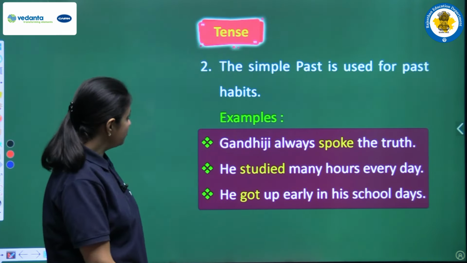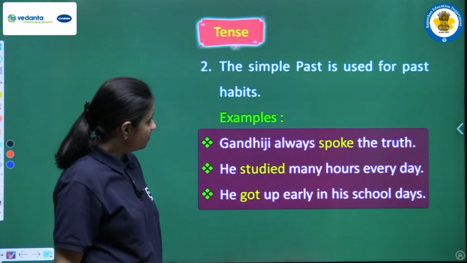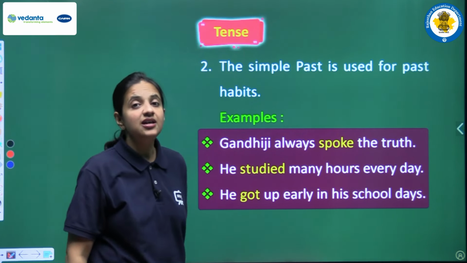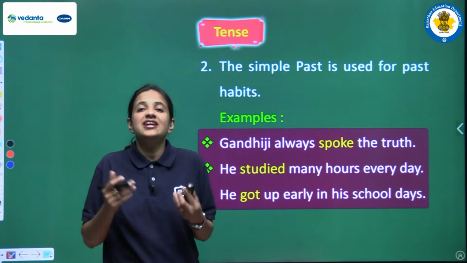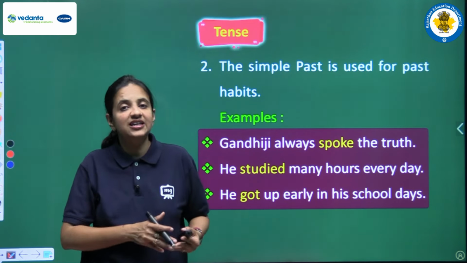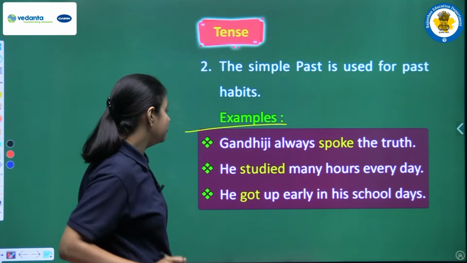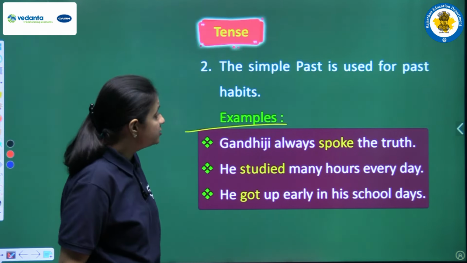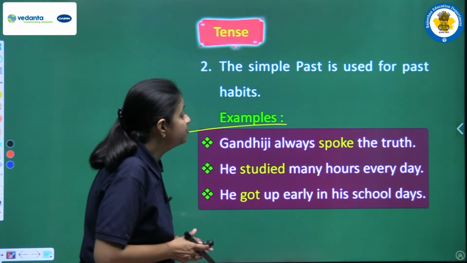Clear? Next we are having the second use of past simple tense. So let's read. The simple past is used for past habits. So this tense is also used to show, to indicate the habitual things that were there in the past time. So let's see some of the examples. Like we are having, Gandhiji always spoke the truth. So yes, Gandhiji, he always spoke the truth.